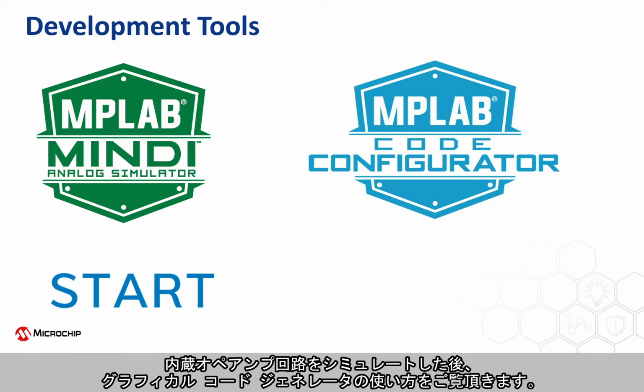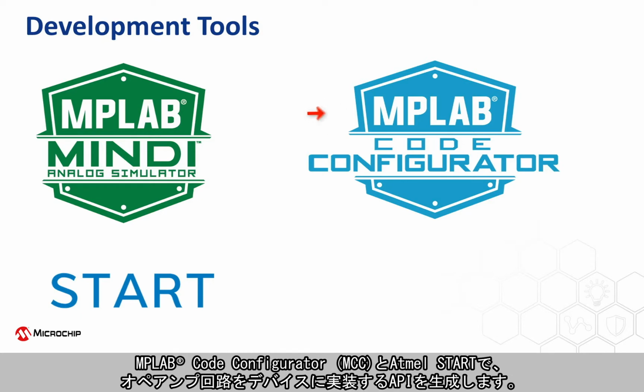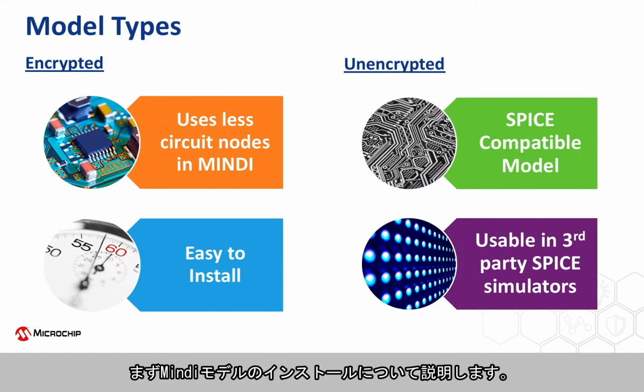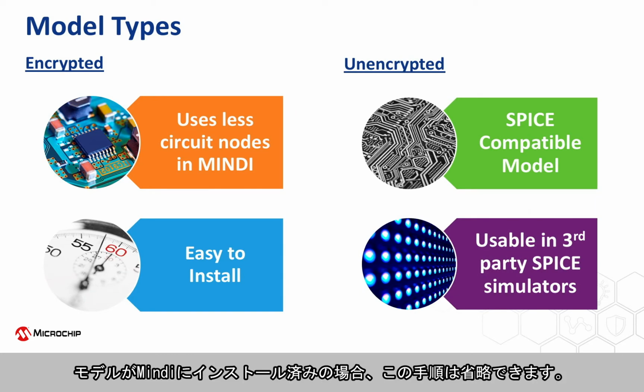After simulating the integrated OpAmp circuit, I will show you how to use the graphical code generators, MPLAB Code Configurator and Atmel Start, to create the required APIs to implement the OpAmp circuit on the device. You can find a link to these tools in the video description. This section of the video will cover installation of the Mindi models. If the models are already installed in Mindi, then you may skip these directions.